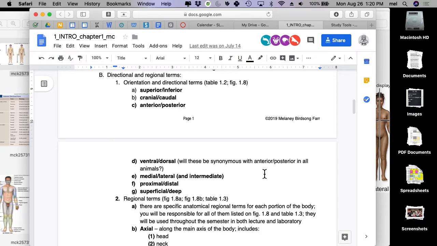The top ones are really easy, superior and inferior. If I'm describing two structures, first, anatomical position is always assumed, yes? Okay. So my nose is superior to my navel, right? But my navel is inferior to my nose. Those who've been in a person for a while, those are fine to use.